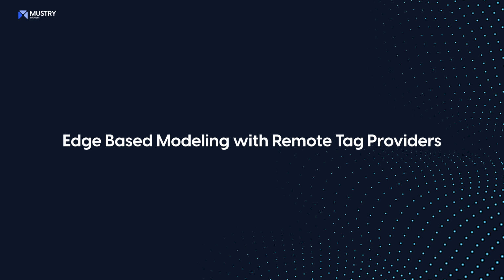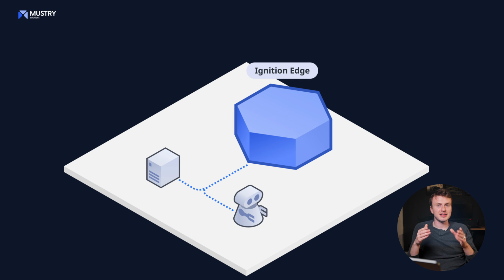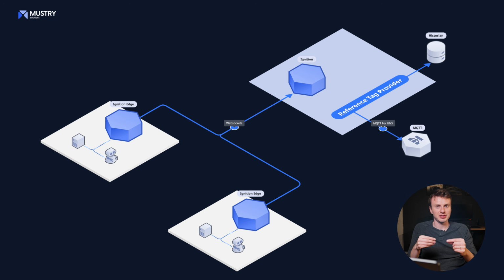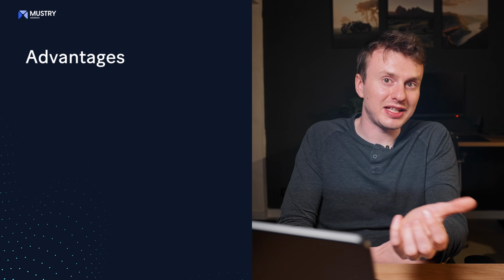The second architecture is edge-based modeling with remote tag provider. How it works: instead of sending data through Sparkplug B, this architecture connects edge devices directly to the central Ignition Gateway using the remote tag providers. Each edge device acts as an independent data source, but the main Ignition Gateway maintains full control over all tag configuration. What's the advantage of using this architecture?